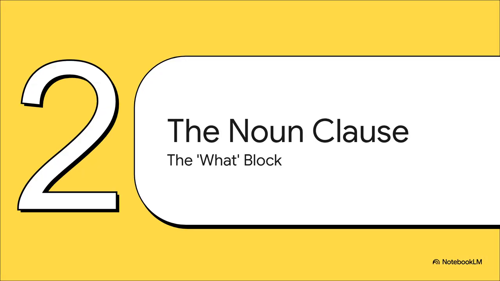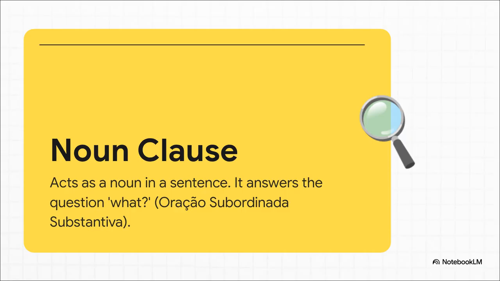All right, first up, we have the noun clause. This is your fundamental building block for explaining the what in a sentence. In Portuguese, you'll hear this called an oração subordinada substantiva, and its whole job, literally its only job, is to act like a noun. It can be the subject of a sentence, but you'll usually see it as the object of a verb. It's the part of the sentence that answers the question, what?